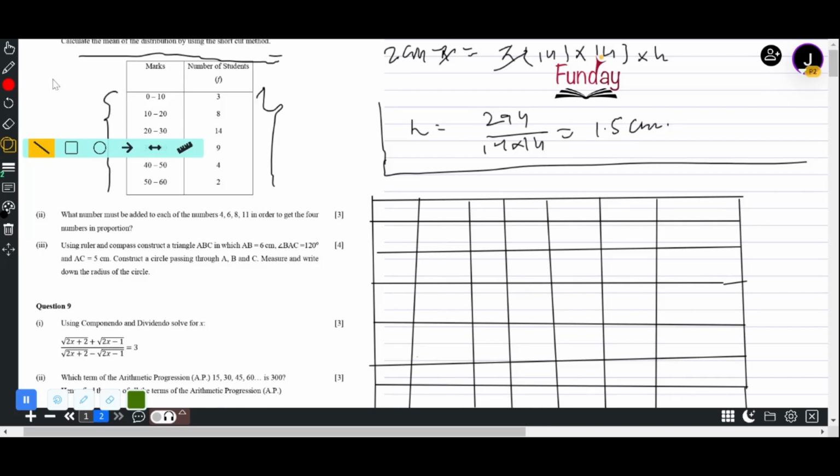Can also be even differently now. Maybe share in there. 1, 2, 3, 4, 5.